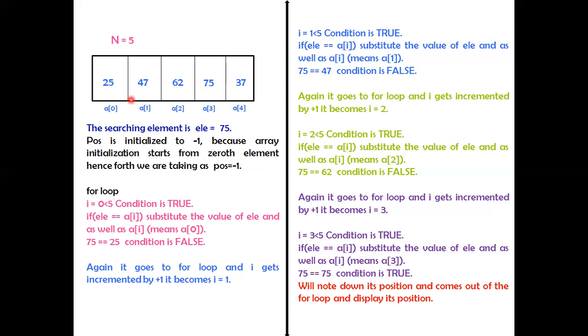Searching starts right from the beginning. First it starts with A of 0, then A of 1, then A of 2, and A of 3. It cannot come directly to A of 3. That is why it is named linear search or sequential search. At the end, it will note down its position, come out of the for loop and display the position.